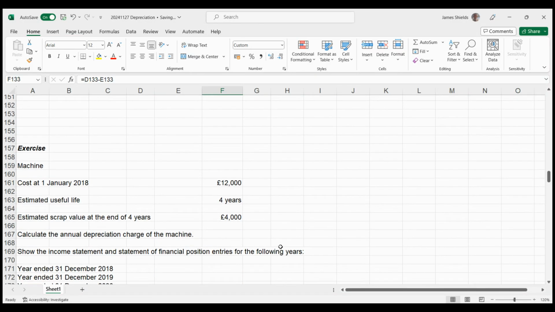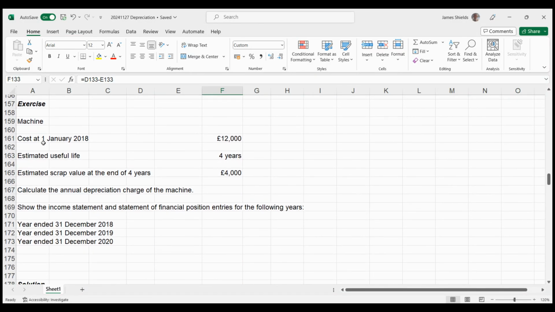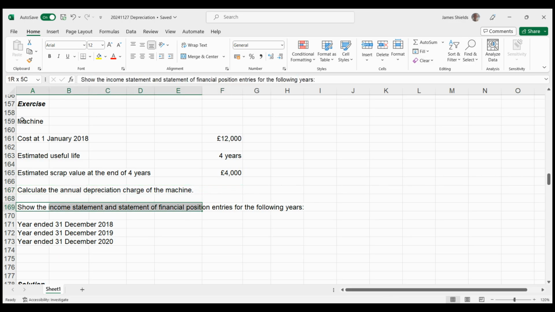Right, I've got another little exercise we can do together now. So again, we've got a machine. The cost on the 1st of January 2018 was £12,000. The estimated useful life is 4 years, and the estimated scrap value at the end of the 4 years is £4,000. Calculate the annual depreciation charge of the machine, and show the income statement and statement of financial position entries for the following years. The year ended at 31st December 2018, the year ended at 31st December 2019, and the year ended at 31st December 2020.